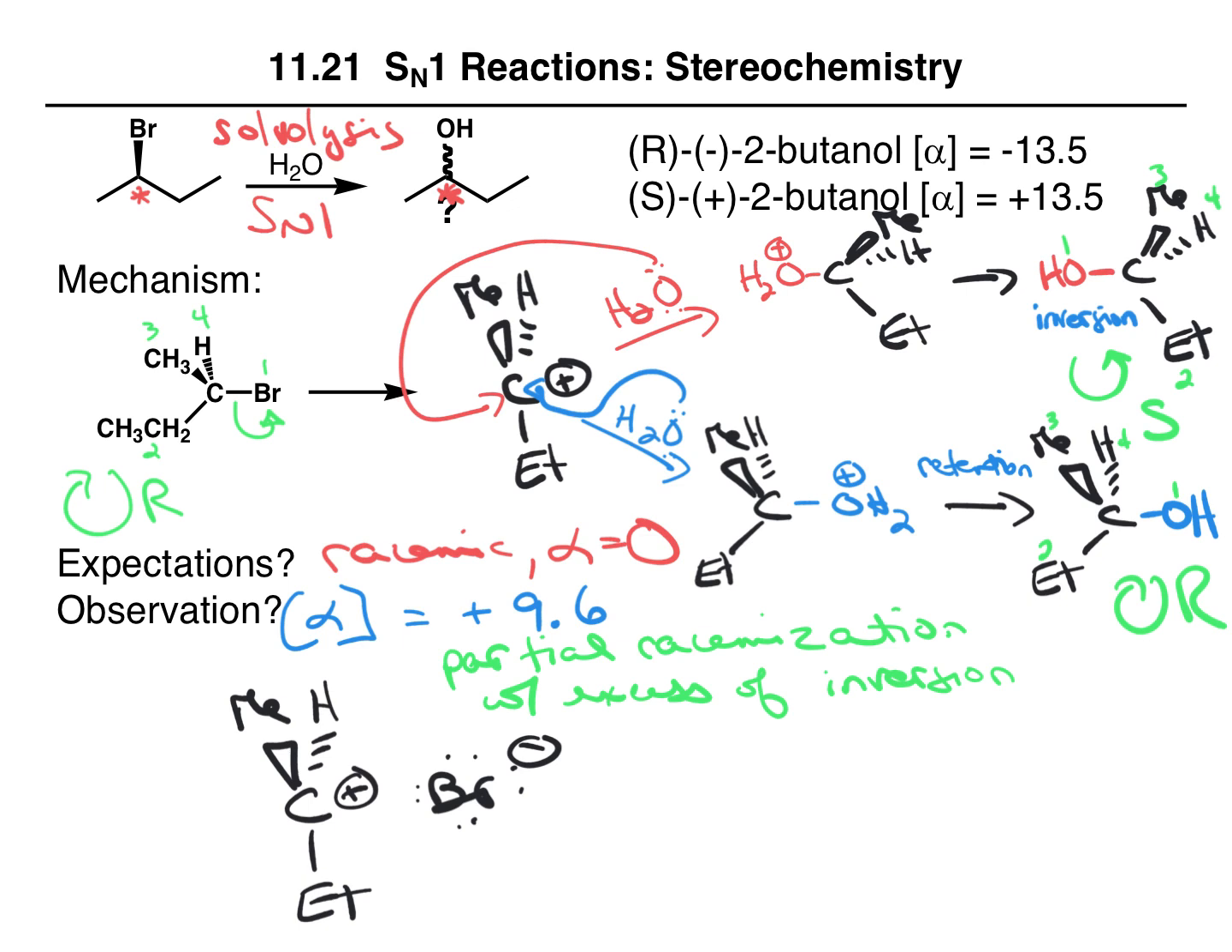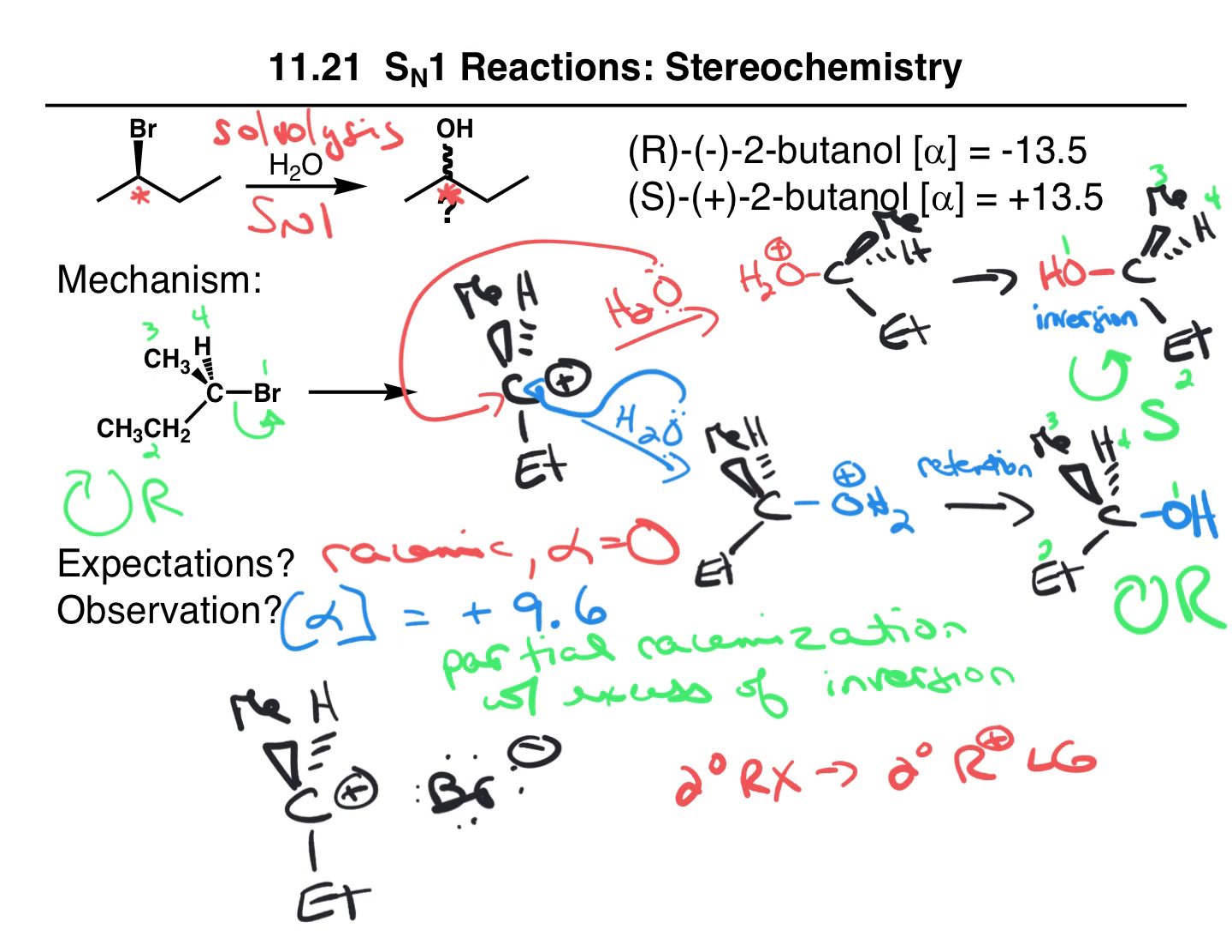Now, how much racemization do we get versus how much of an excess of inversion? Well, it depends on the stability of the carbocation. If we have a secondary RX, then we get a secondary carbocation, and that leaving group is still close by. And because the secondary carbocation is not very stable, the nucleophile is going to add very quickly. And so the leaving group will still be really close, and so we're likely to get lots of inversion.